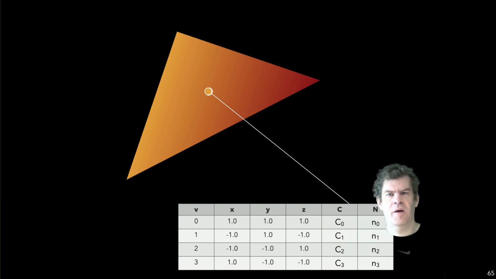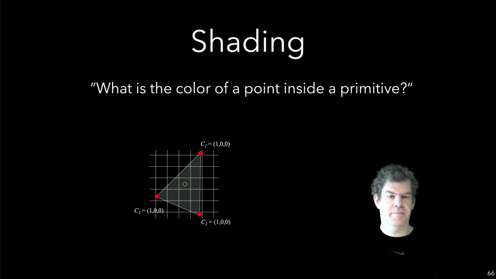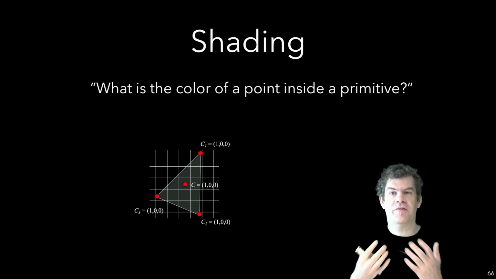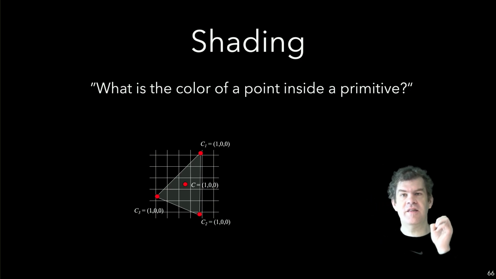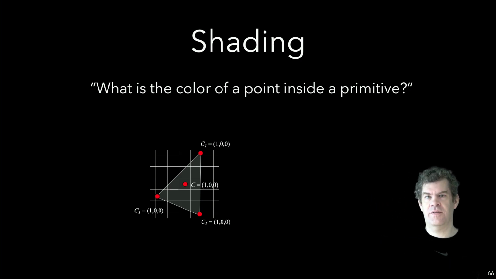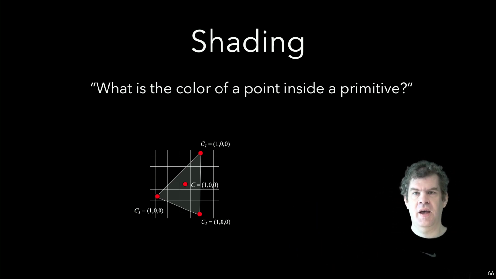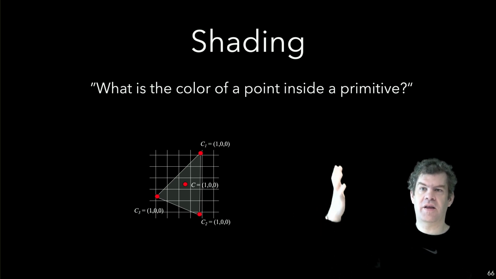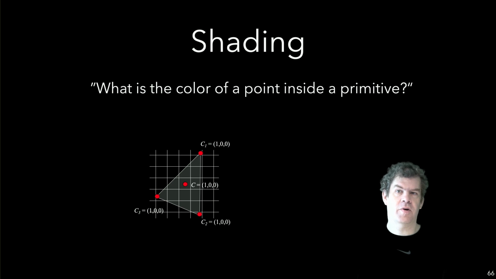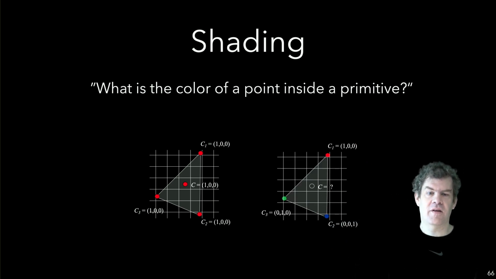Okay, but back to shading. How do we do this process? How do we fill the interior of a triangle? First of all, we need to know where the point is inside the triangle, and what I mean by that is that I don't want the position of the point, I want its position inside the primitive, in coordinates relative to the primitive. Then I want to use that to compute the color. For instance, if all the vertices are red, then the point should be red. However, if the points are red, green, and blue, then maybe it's not that trivial.